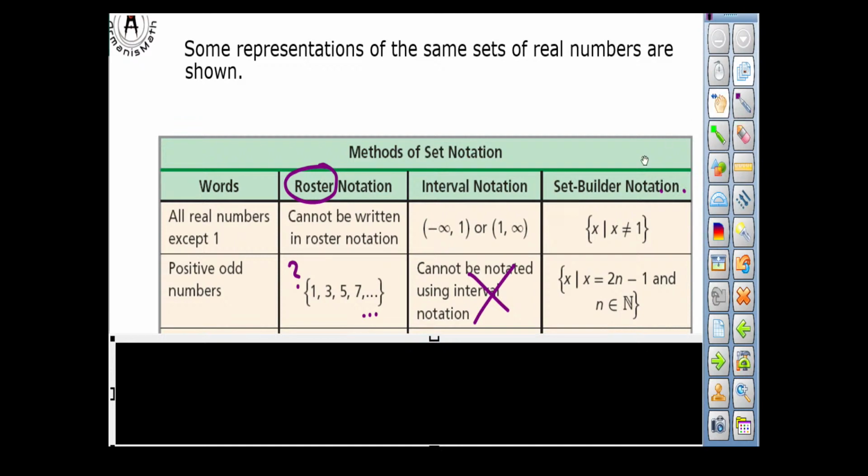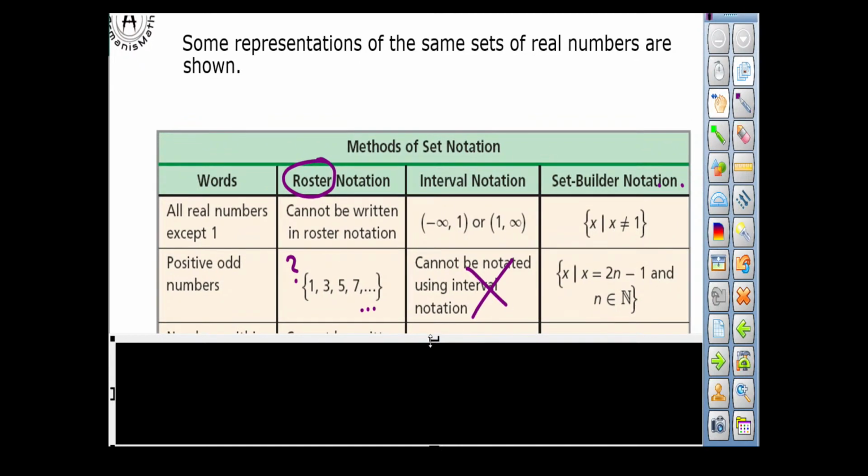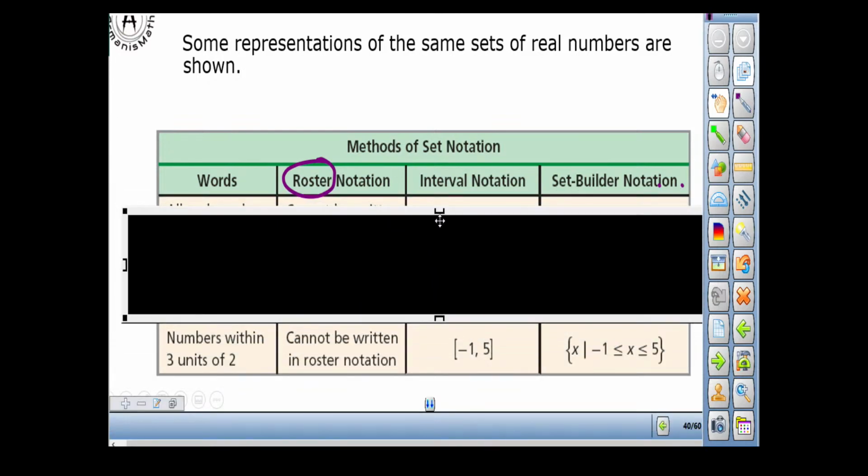Last case is going to be this one here. Numbers within 3 units of 2. So you go this way from 2, 3 units, and then you come from the other direction, which is also 3 units from 2. So it says set roster. You cannot put that in roster. But interval notation, I believe you could.